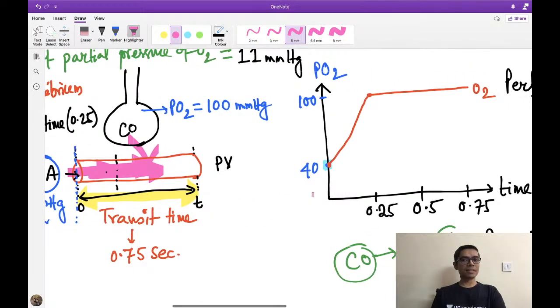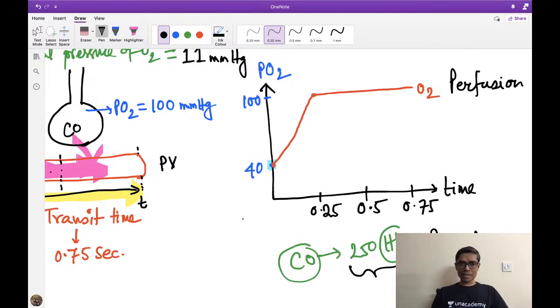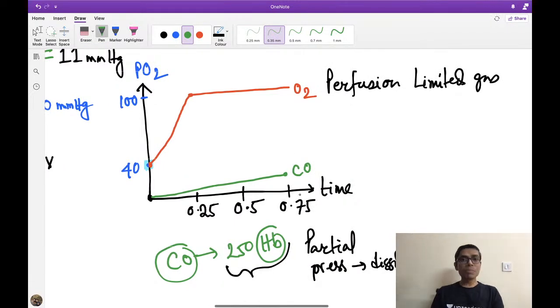So in this curve, if I plot a carbon monoxide diffusion curve, what is the carbon monoxide partial pressure in venous blood? 0. So I am starting from here. Then when the carbon monoxide is going through this pulmonary capillary, what will happen to the partial pressure of carbon monoxide in capillary blood? It will remain almost the same. This is the carbon monoxide diffusion curve. That means in the case of carbon monoxide, has diffusion equilibrium been reached? The answer is no. Diffusion equilibrium has not been reached yet.